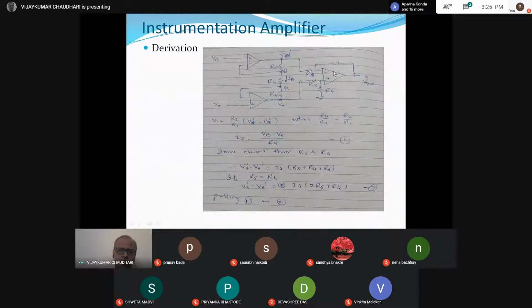So this is the first op amp, this is the second op amp, and this is the third. This is the input VA and VB coming from the bridge. These two are used in non-inverting mode, as you all know. This op amp is used in non-inverting mode.